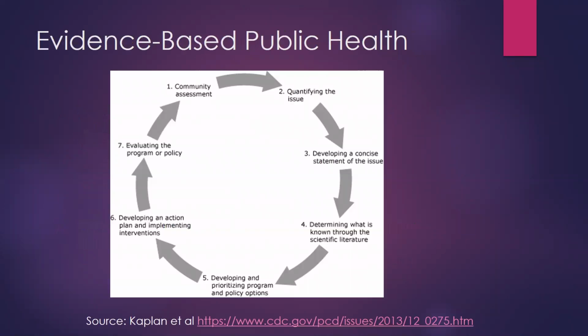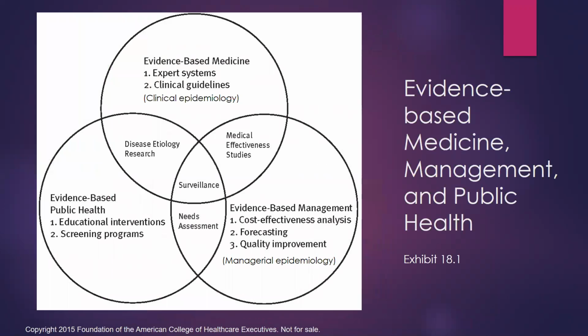We talked previously about evidence-based public health, and here's a reminder slide on what that looks like. Basically, we start by assessing the community, quantifying and clearly defining our issue, identifying what's known about that issue, then using that to develop and prioritize programs and policies, then developing an action plan and implementing our interventions, evaluating the program or policy, and then returning to assessment.